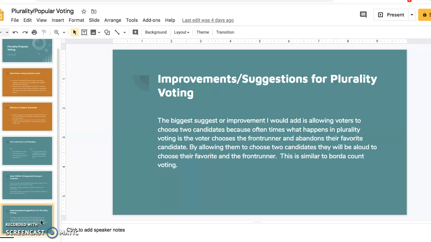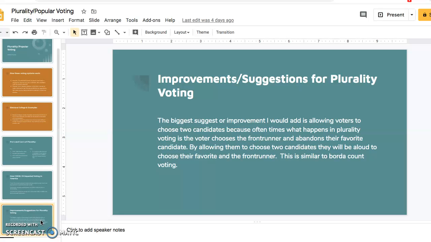The biggest suggestion or improvement I would add is allowing voters to choose two candidates, because oftentimes, as I explained earlier, what happens in plurality voting is the voter chooses the front runner and abandons their favorite candidate. By allowing them to choose two candidates, they will be allowed to choose their favorite and the front runner. This is similar to Borda count voting. In Borda count, you're able to choose two candidates of your choosing.